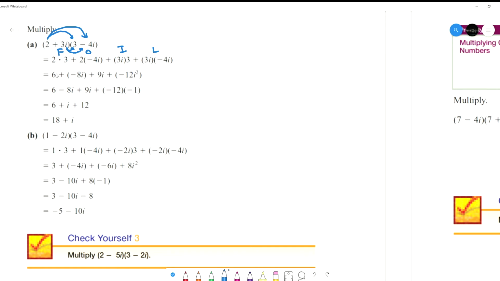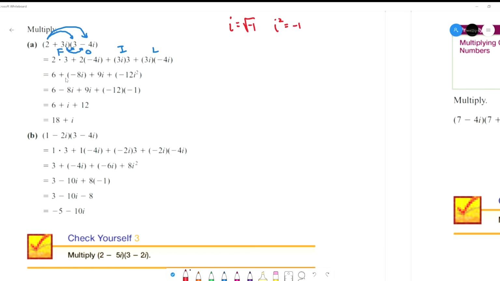So 2 times 3 is 6. 2 times negative 4i is negative 8i. 3i times 3 is 9i. 3i times negative 4i is negative 12i squared. Now the thing to remember is from our definition of the imaginary numbers, we said i is equal to the square root of negative 1. Therefore, i squared is equal to negative 1.